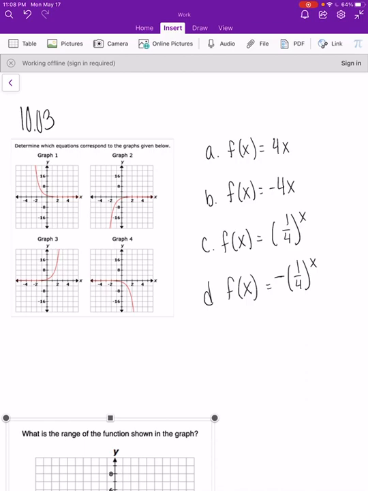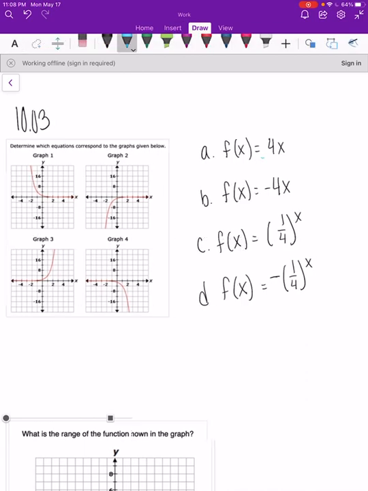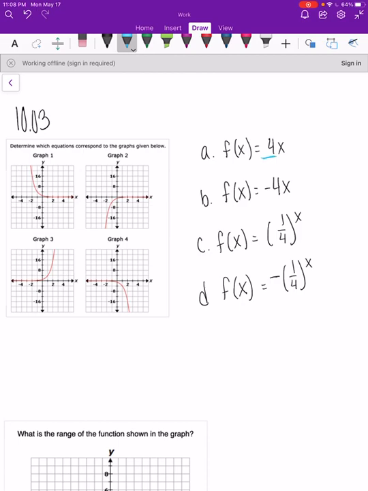So I'm going to look at letter A first. And letter A is a positive whole number that's greater than 1. And all of those start small and grow rapidly. Okay, so I'm going to look for one that looks like that. And I see it right here in graph number 3. It starts small and grows rapidly. So graph 3 is letter A.